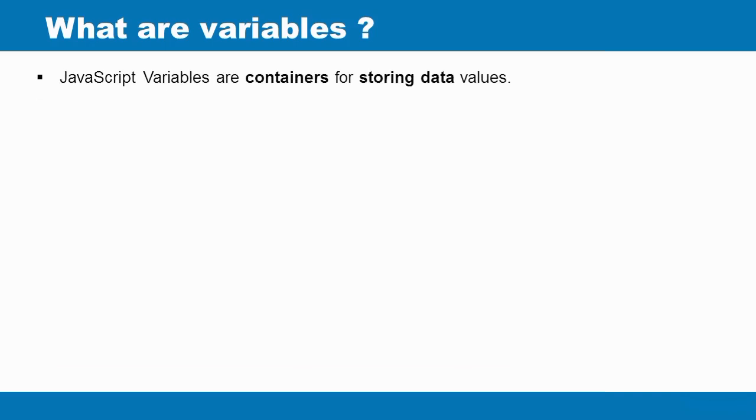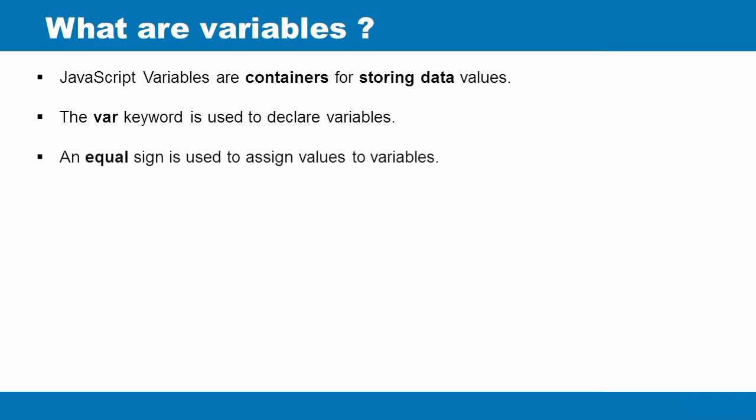In order to create a variable, you need to use the var keyword, which is spelled VAR. It has to be in lowercase. Also, creating a variable means declaring a variable. It's the same thing. When you declare variables, you have to assign a value to them, and you use the equal sign to assign values to a variable.